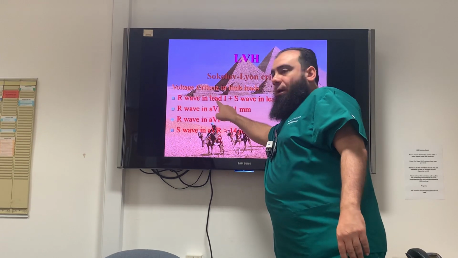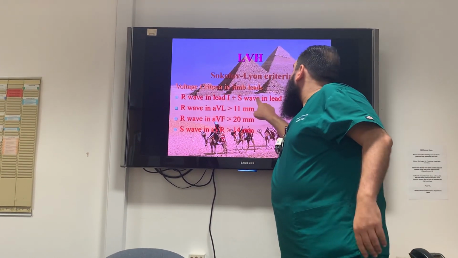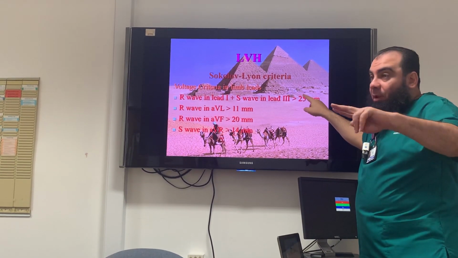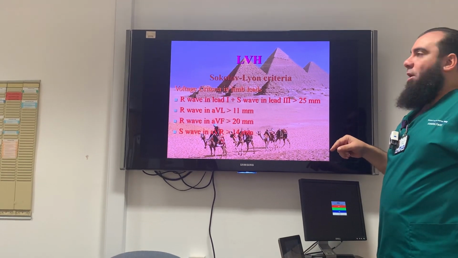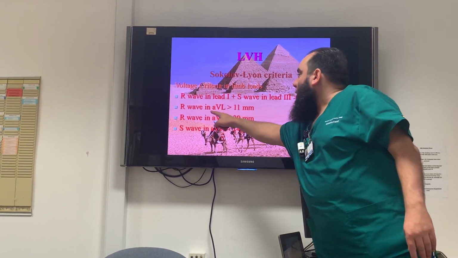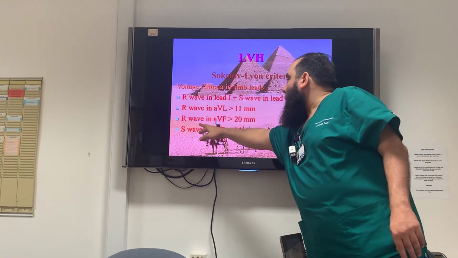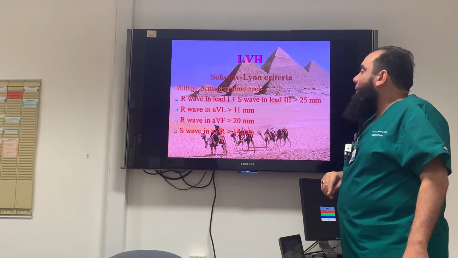The R wave in lead 1 represents the positive deflection for the left ventricle, and in lead 3 sometimes it is documented to be negative, sometimes plus minus. If it is more than 25 millimeters, we diagnose left ventricular hypertrophy. R wave in AVL more than 11, we have told it earlier. R wave in AVF more than 20 small squares.